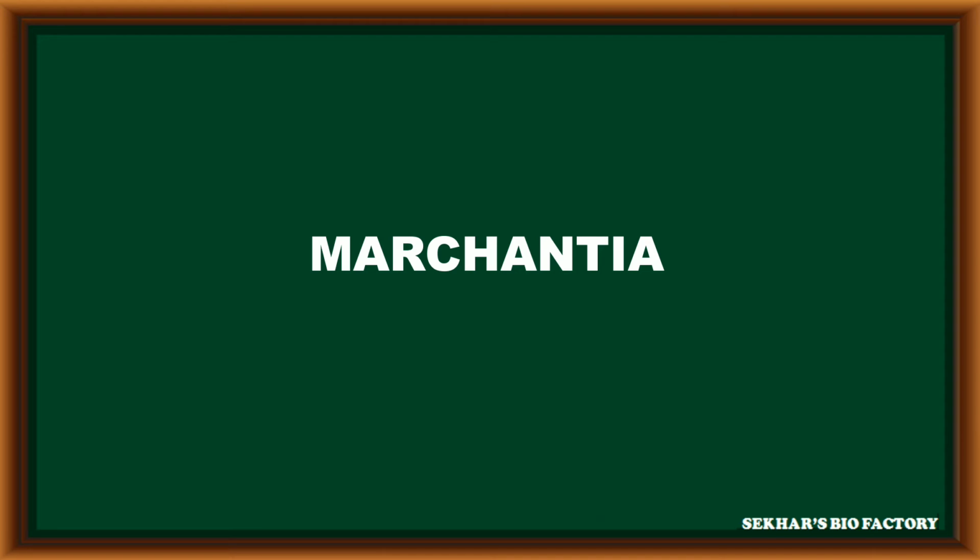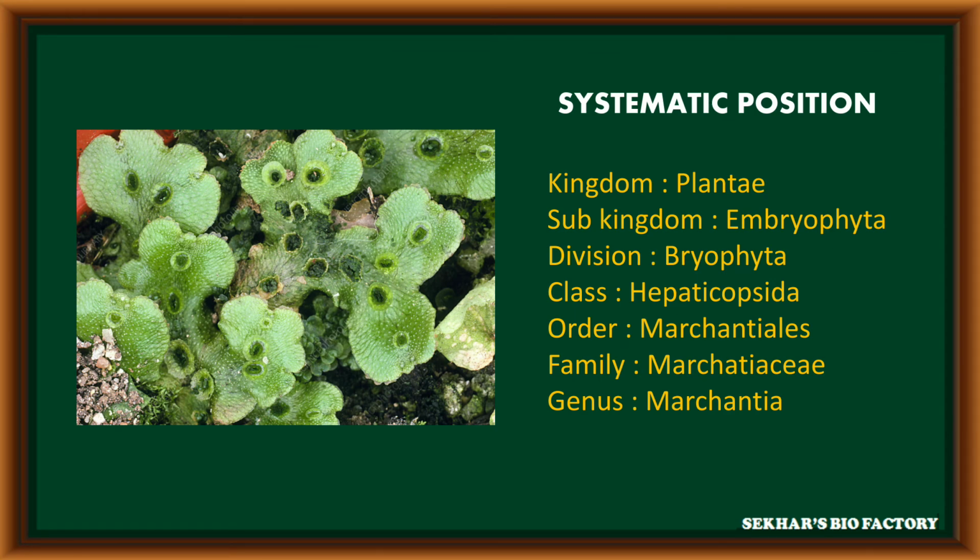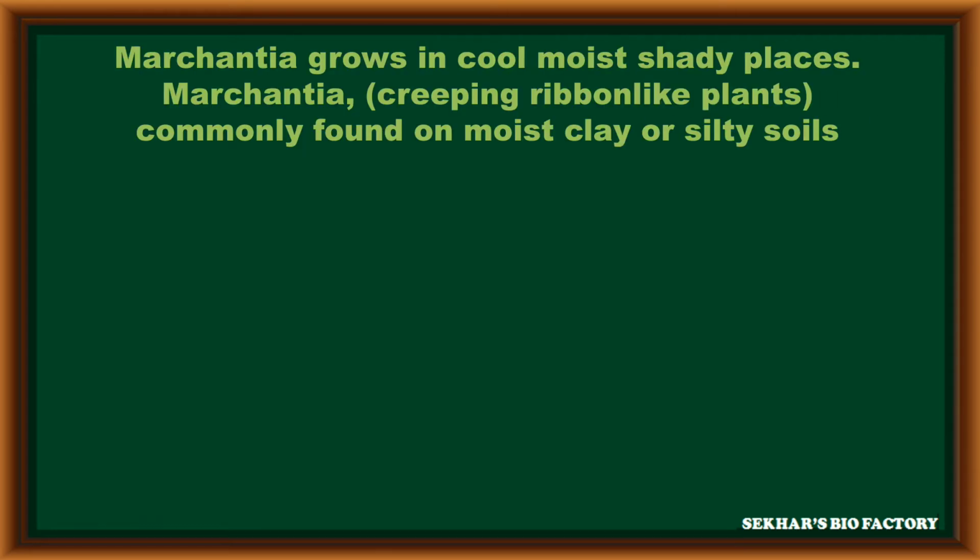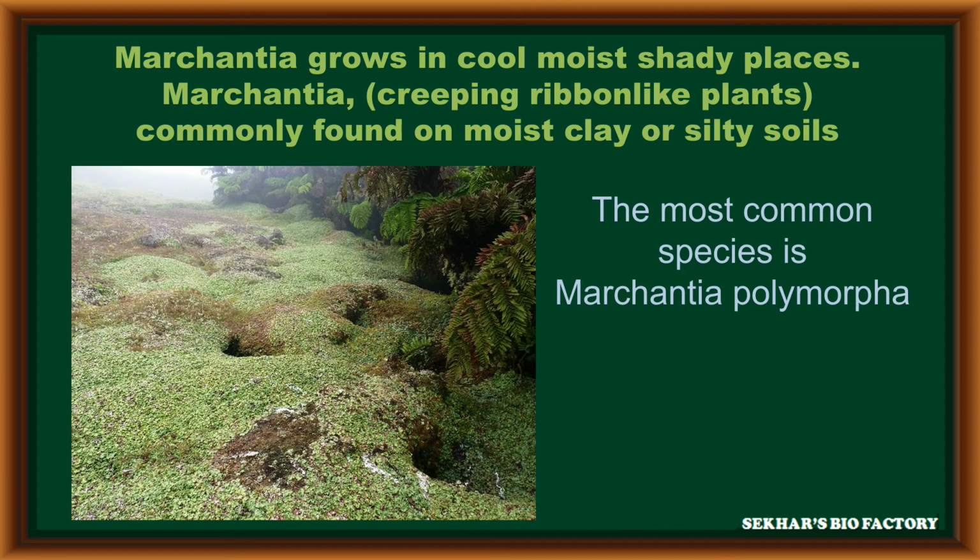One more example for Hepaticopsida or liverworts is Marchantia. The systematic position of Marchantia: it belongs to kingdom Plantae, subkingdom Embryophyta, division Bryophyta, class Hepaticopsida, order Marchantiales, family Marchantiaceae, and genus Marchantia. Marchantia generally grows in cool, moist, shady places and is a creeping, ribbon-like plant. It is commonly found in moist clay or silt soil. The most common species in this genus is Marchantia polymorpha.